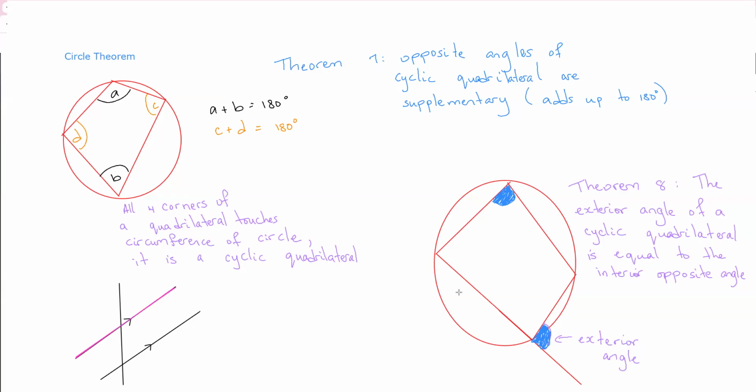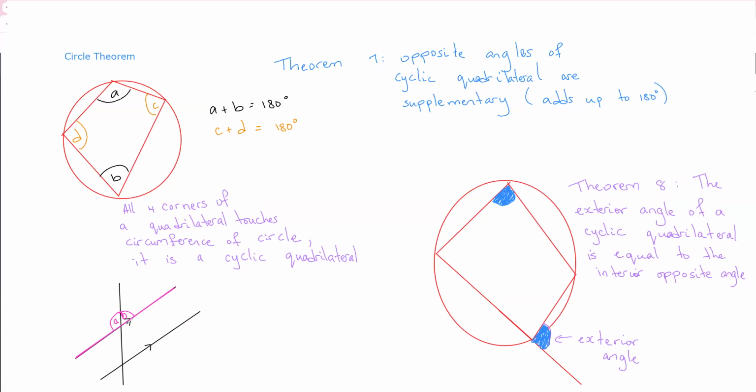Right, so we have some parallel lines. So in this case, if you look, we have a straight line, and angles on a straight line must add up to 180 degrees. Right, so in other words, they are supplementary.